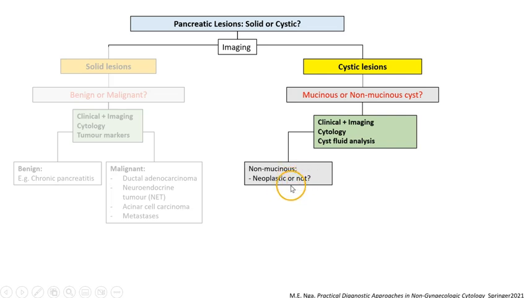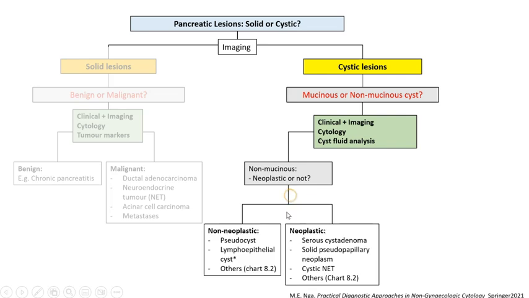Now, if we have established that we are not dealing with a mucinous cystic lesion, then the next division is, is this neoplastic or not? And here are some of the commoner or the main differential diagnoses that we will encounter. For non-neoplastic cystic lesions, pseudocyst is probably the commonest entity that we will encounter, and then lymphoepithelial cyst, although sometimes this is classified as a neoplastic lesion. Then among the neoplasms, we have serous cystadenoma, solid pseudopapillary neoplasm, and cystic neuroendocrine tumor.